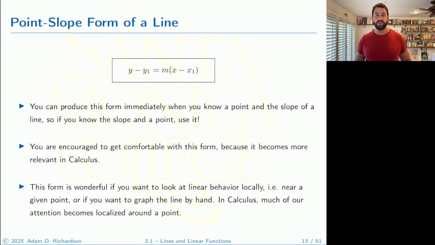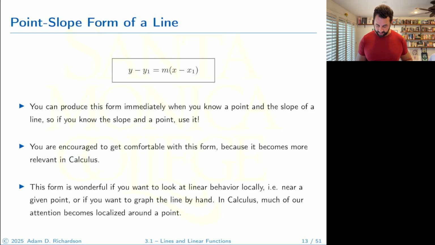In other words, if you want to look at the behavior of something near a point and you want to look at linear behavior near that point, or even if you want to graph the line by hand, this is a great form for that. The reason is because when a line is written in this form, we can instantly see a point on the line, and we can instantly see the slope of the line. Instantly, just by glancing at it, we get all of that information.